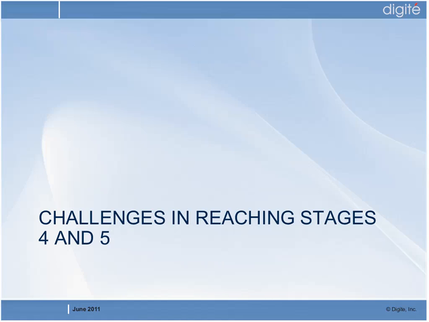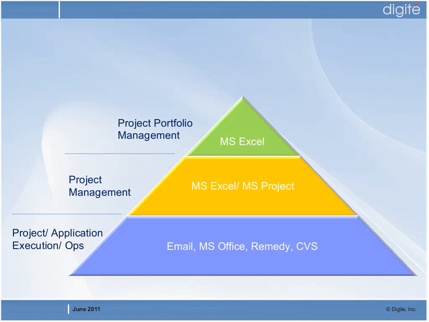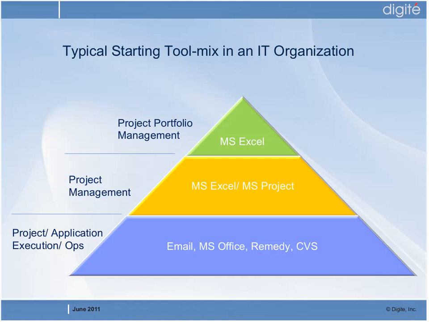with implementations of PPM tools. So just to summarize some of the things I talked about, what are some of the challenges in reaching stages 4 and 5, which is really where most organizations want to go? If you look at a typical mix of the various levels at which organizations want to function and the tools and the automation that happens at these levels, you can look at it in the sort of 3-layer model.